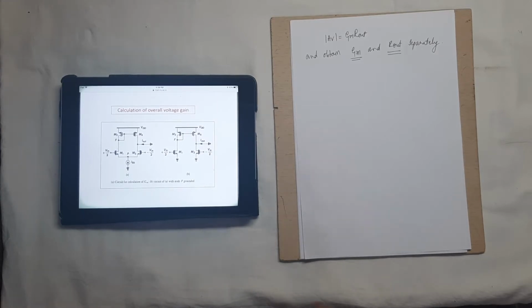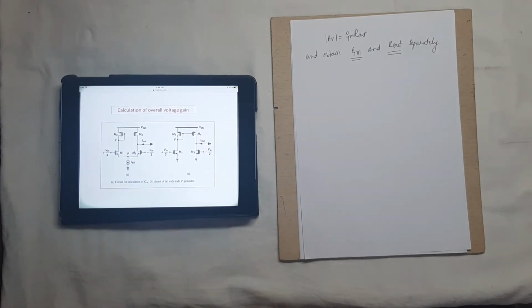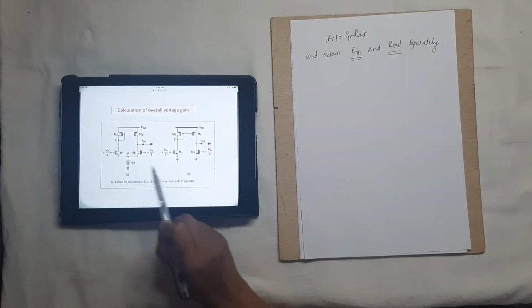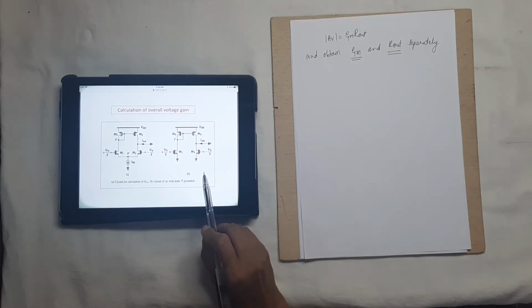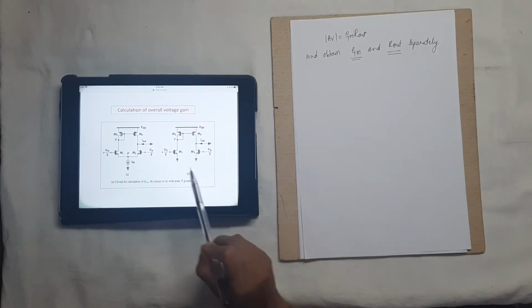For obtaining Gm, this point P can be treated as the virtual ground. If this is a virtual ground, then the equivalent circuit can be like this. Because this is grounded, both the sources of M1 and M2 transistors are grounded, and M3, M4 are the active mirror for this particular circuit.